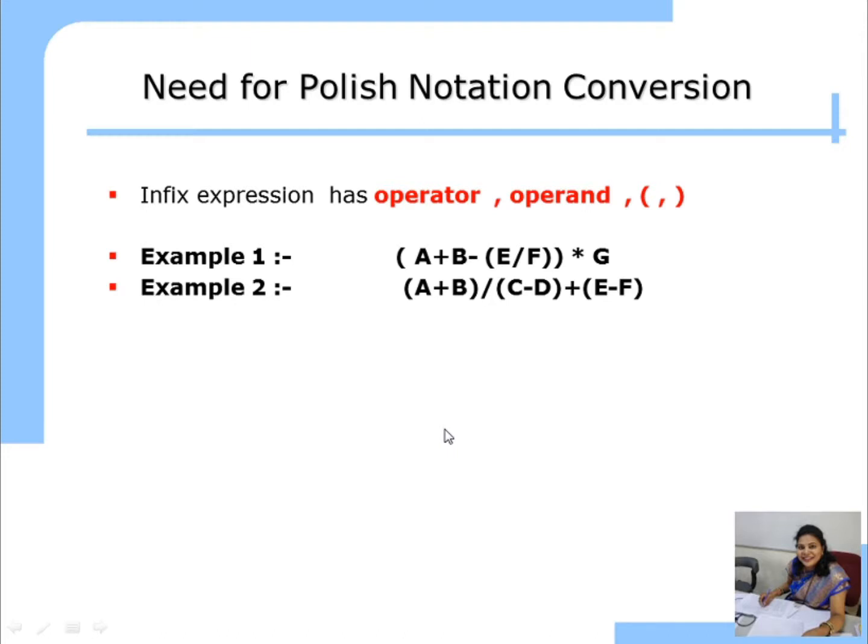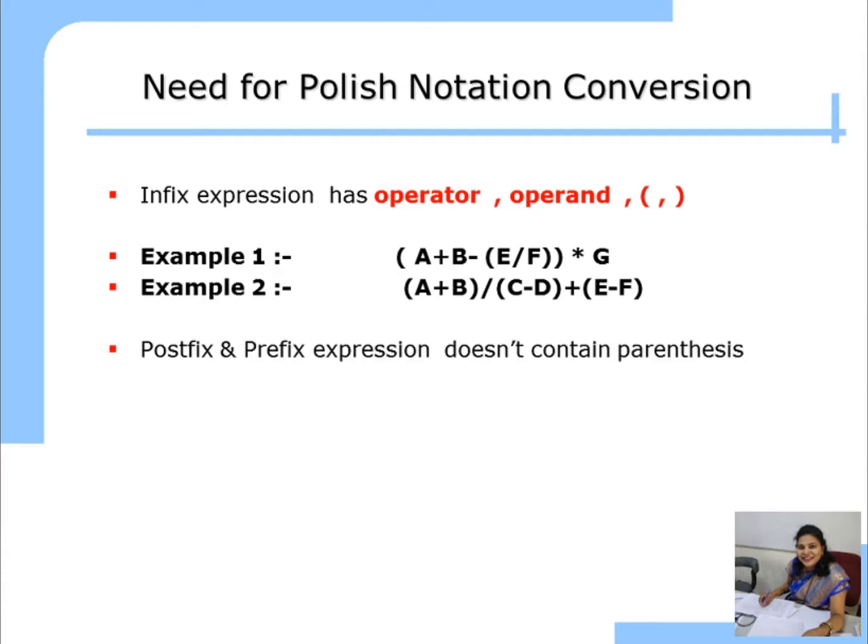You all know which parentheses should be solved first. If all the parentheses have the same priority, then solve the leftmost parenthesis first. If there are innermost and outermost parentheses, then solve the innermost first, then go towards the outermost parenthesis. But the computer doesn't understand the priority of the parentheses. So to remove the parentheses present in an infix expression, we convert the infix expression to prefix or postfix. Why? Because one property of postfix and prefix expressions is that they don't contain parentheses.